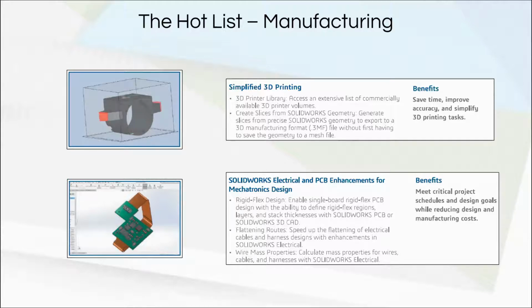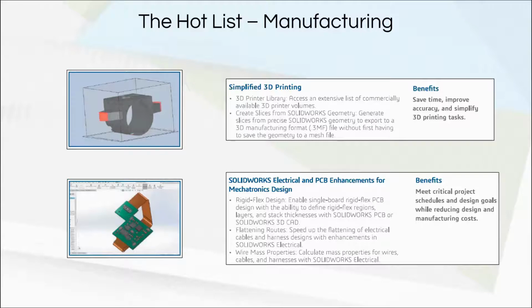And now SOLIDWORKS has a 3D printer library. So you can access a huge list of commercially available 3D printer volumes. And they're just right there for you, loaded up. You can just select from a drop down, and whatever 3D printer you have, chances are it's in that list, and you can interface with it a lot easier that way.